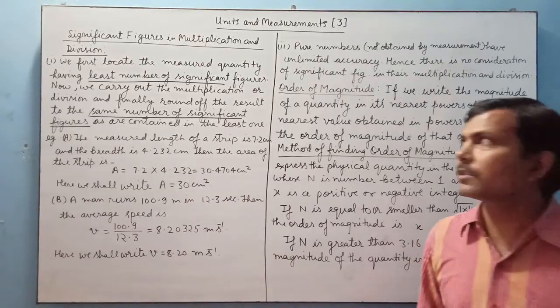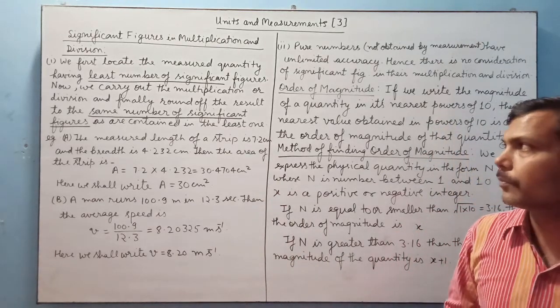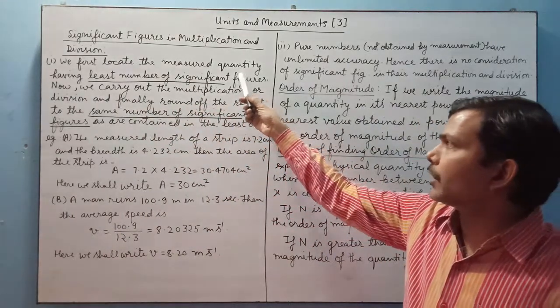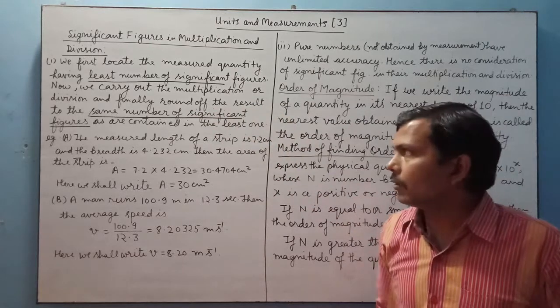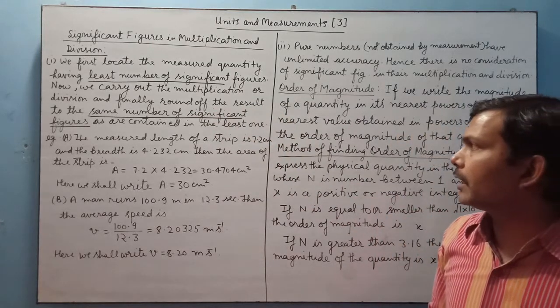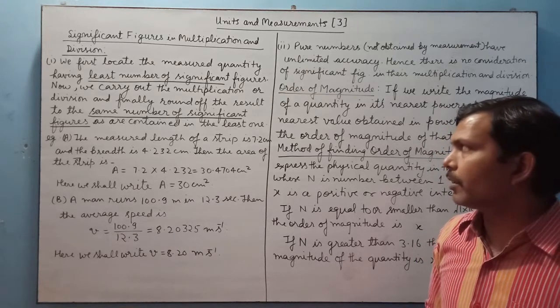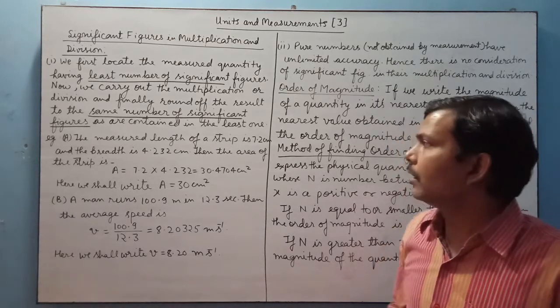Next we will discuss significant figures in multiplication and division. Number 1, we first locate the measured quantity having the least number of significant figures. Now we carry out the multiplication or division and finally round off the result to the same number of significant figures as are contained in the least one. We will have an example here.